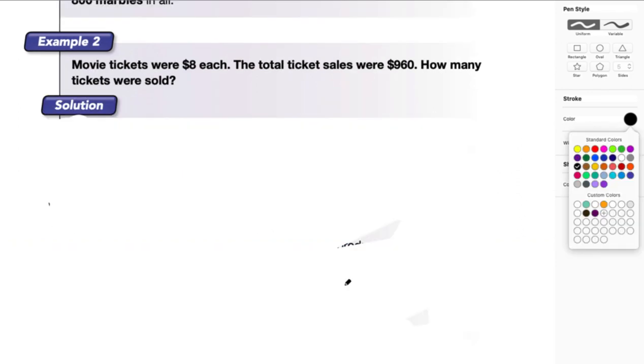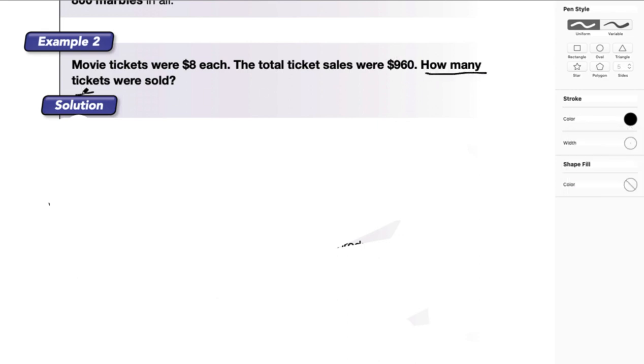This next problem is giving us vibes of multiplication, but I don't think we're going to end up multiplying at the end. Let's take a look. Movie tickets are $8 each. The total ticket sales were $960. So that means after they sold all the tickets, the amount of money that they got was $960. Look at the question. It says, how many tickets were sold? So we want to know the number of tickets here.